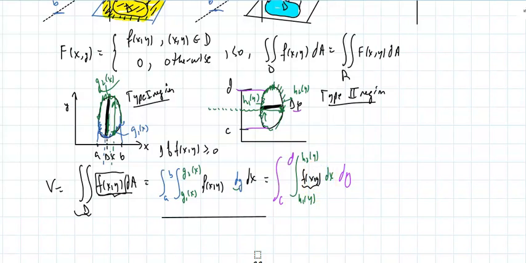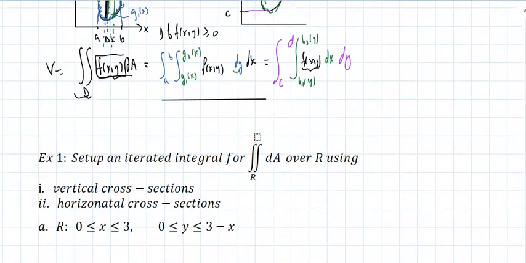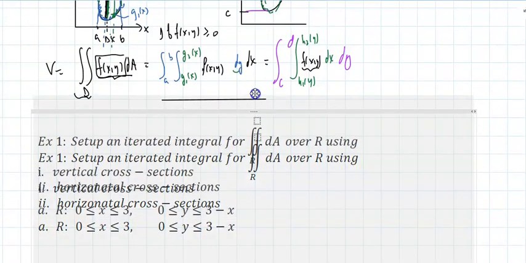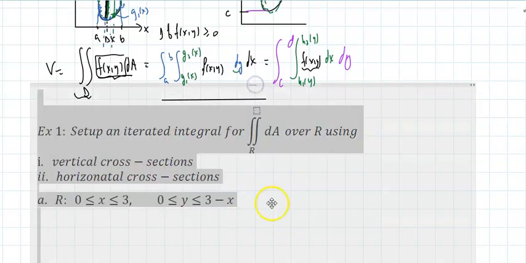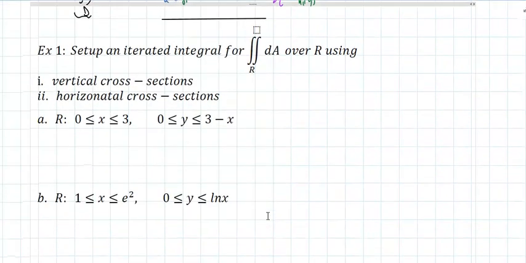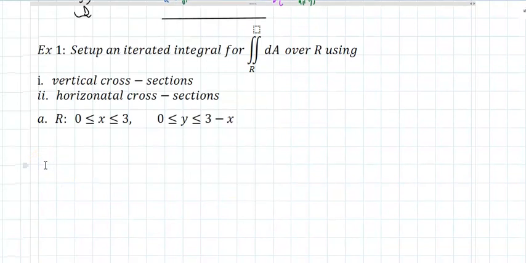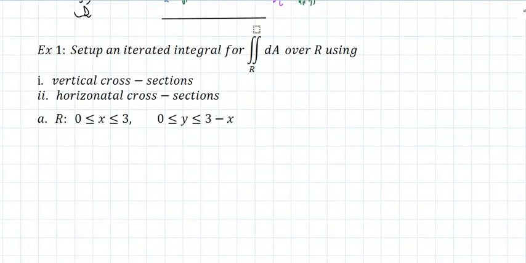Now, not to worry if you're not seeing this clearly, because all of our next set of examples are going to work over what we just did right now. So let me start with the first set of examples. First set of examples says, set up an iterated integral for the double integral of a region R, where R is given in part A by the following. Use both. So set it up both ways, and this is a good way for us to really get the hang of this.